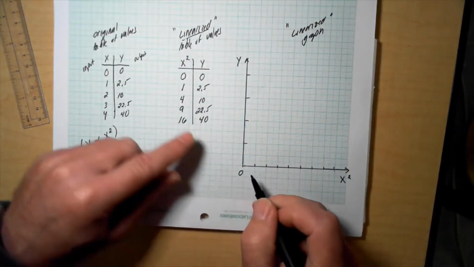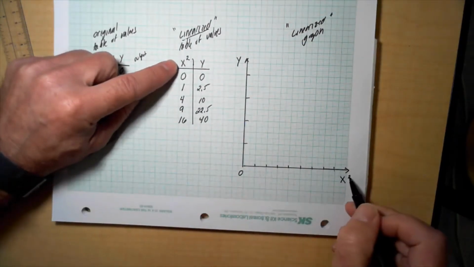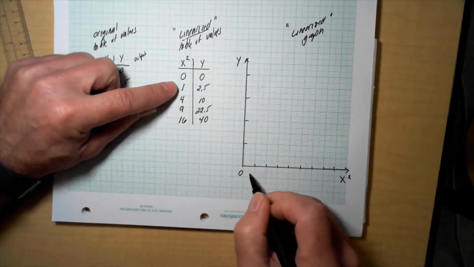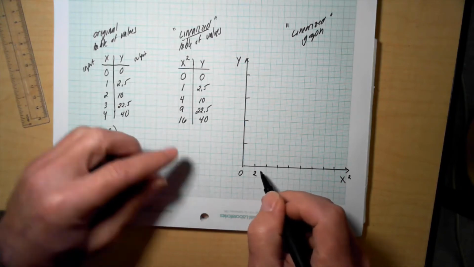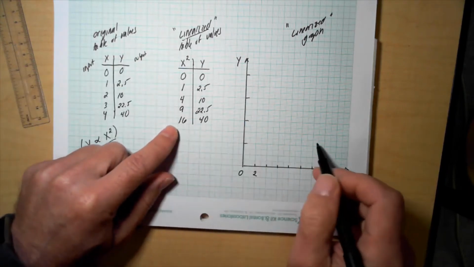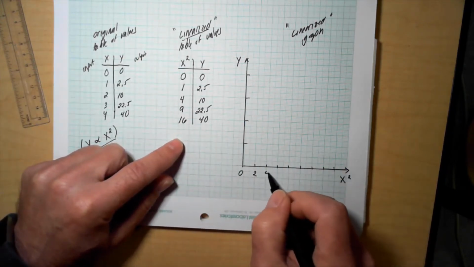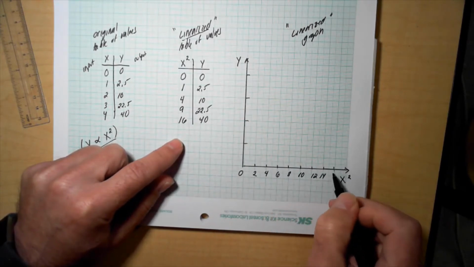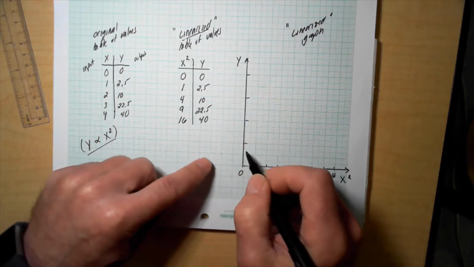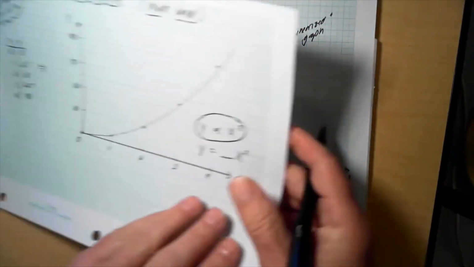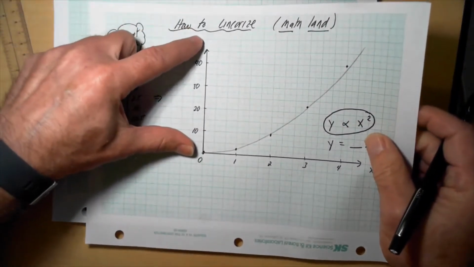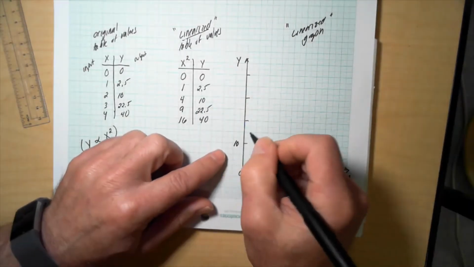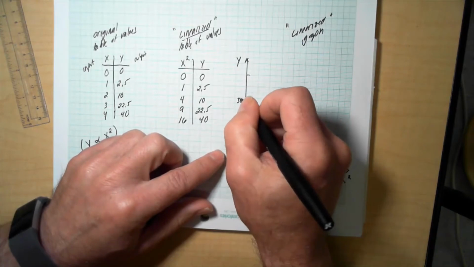So my x squared, notice that this is x squared, it's not x. The values are going to go from 0, but my scale has to go to 16. 2, 4, 6, 8, 10, 12, 14, 16, getting kind of tight in there. My y-axis doesn't change at all because the y variable didn't change. So this is going to be 10, 20, 30, 40.